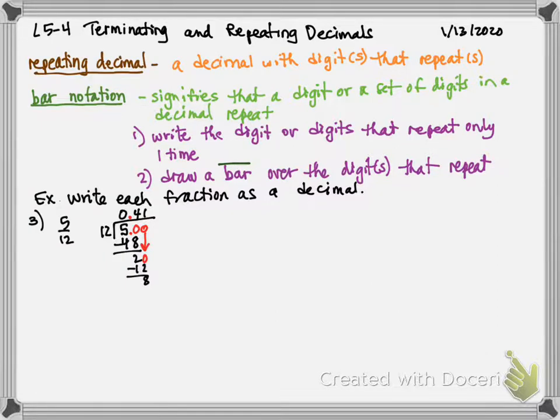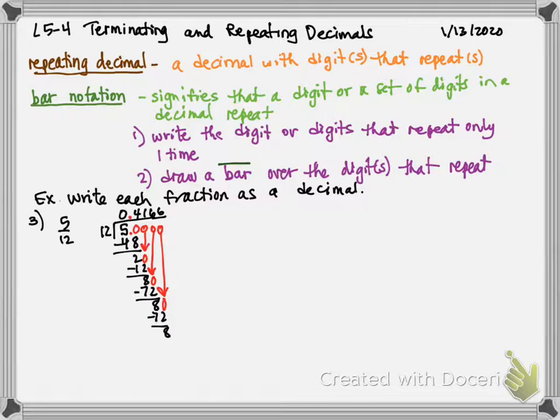So I need to annex another 0 and bring it down, and 12 can go into 80. Let's see, 7 would be 84, 6 would be 72, so we can only go to 6, which would be 72. When we subtract, we get a difference of 8. So then we annex a 0, bring it down, and all of a sudden you're going, wait a second, isn't that what I just did? And the answer is, yeah. 12 goes into 80 6 times, which is 72. So you notice what's going to happen from here on out. You're just going to get a difference of 8. So this is where we stop.